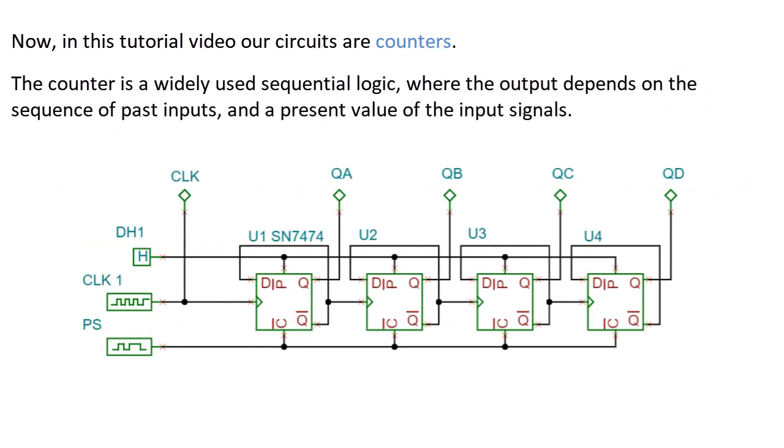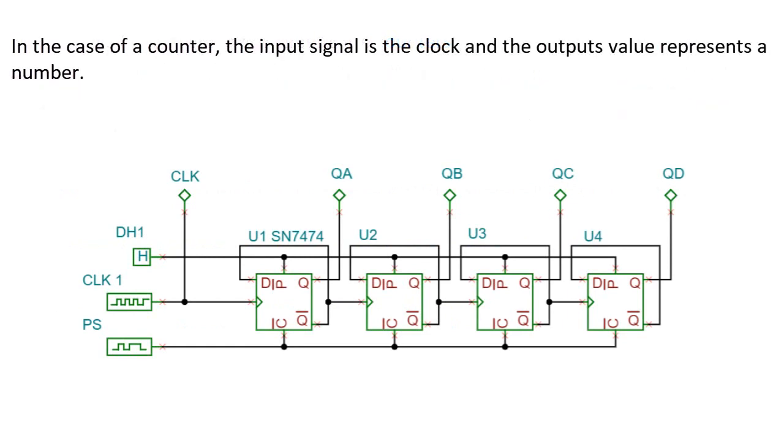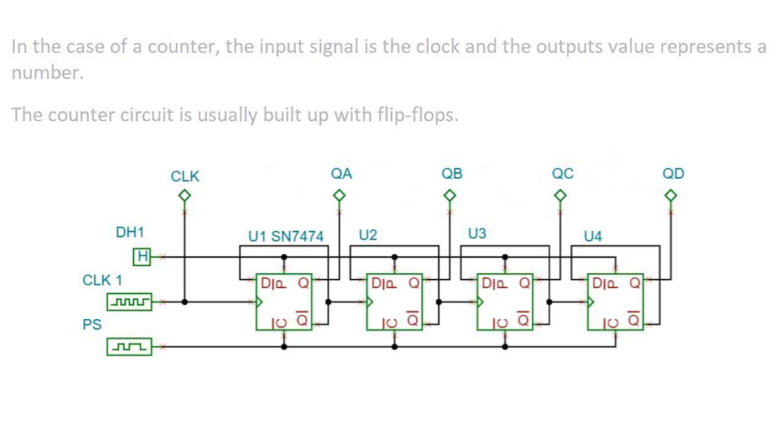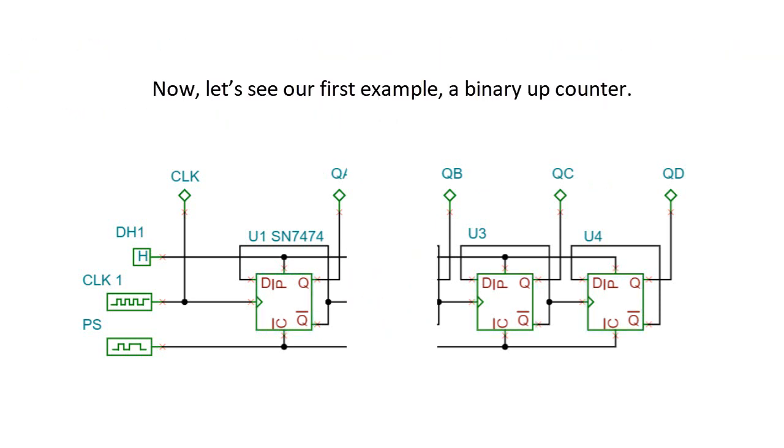The counter is a widely used sequential logic, where the output depends on the sequence of past inputs, and a present value of the input signals. In the case of a counter, the input signal is the clock, and the output's value represents a number. The counter circuit is usually built up with flip-flops. Now let's see our first example, a binary up counter.